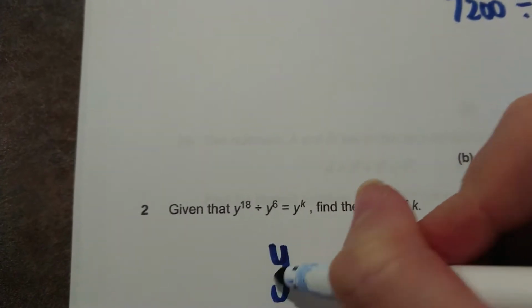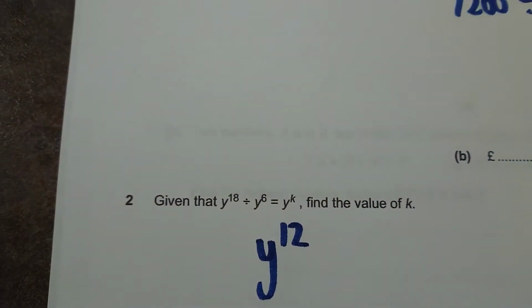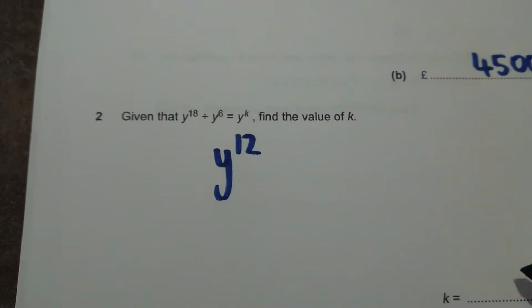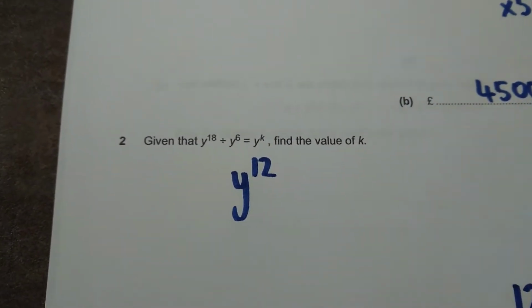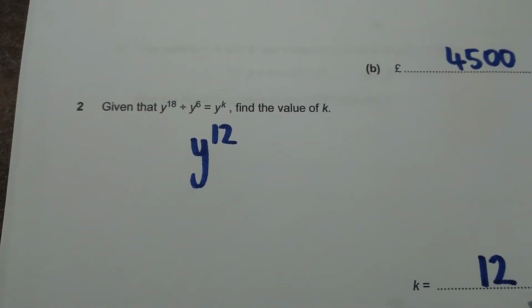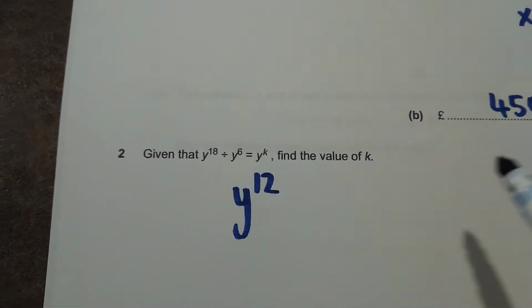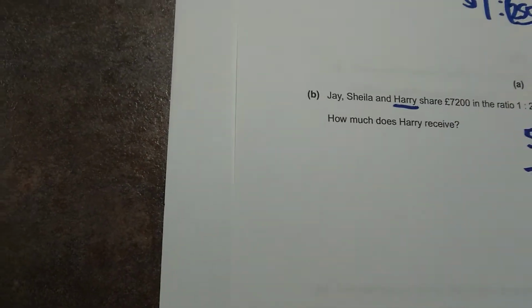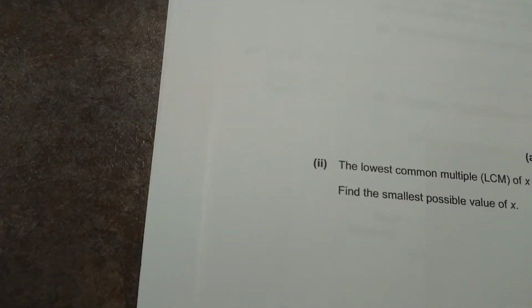So 18 minus 6 is 12. And we've just got to say the value of k, so the power part. So therefore, the answer should just be 12. I think if you did forget in the exam and you put y to the 12, I think they're still going to give you the mark in all honesty. But just look carefully at the end and just check you have given the right information. So that is questions 1 and 2.